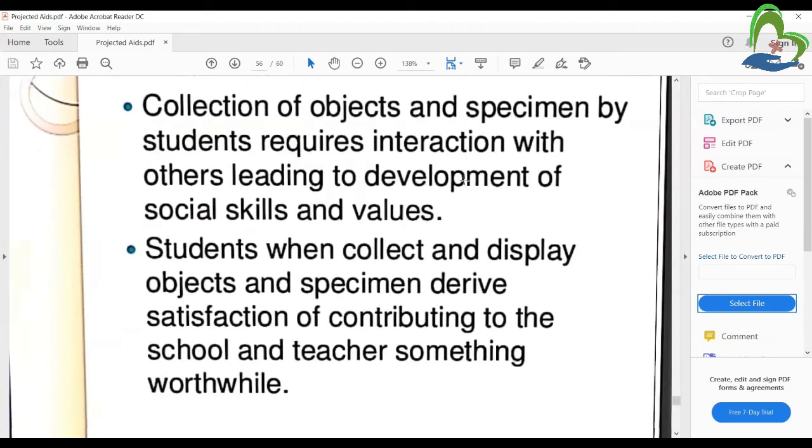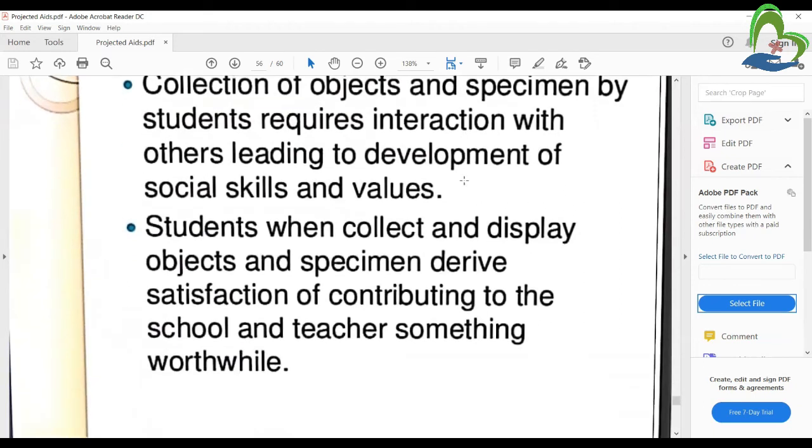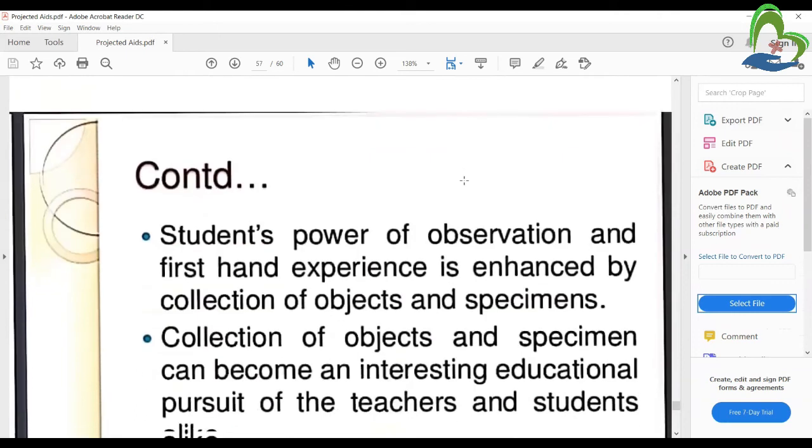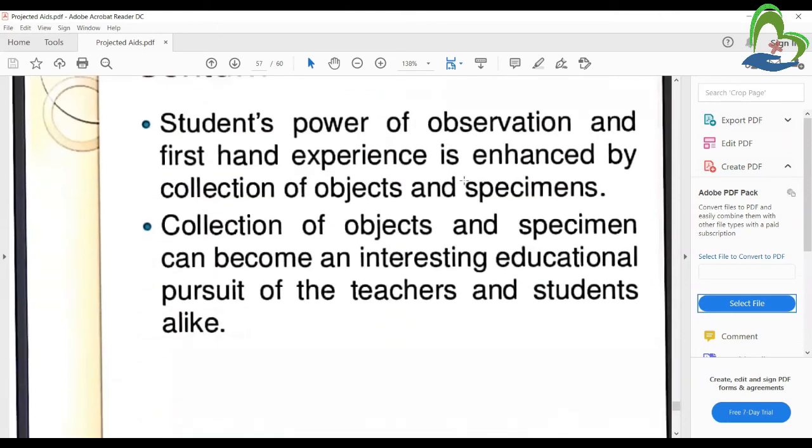And after that, whenever the students collect and display object specimens, they feel satisfaction and contribute to the school and teachers, something worthwhile. So whenever the students do specimen collection, observe the objects, and then share the information, and later replace them, it is very useful for the information in the specimen collection, right? The next point is that students' observation and first-hand experience are enhanced by the collection of objects and specimens.